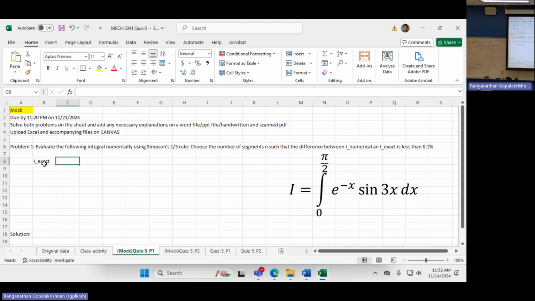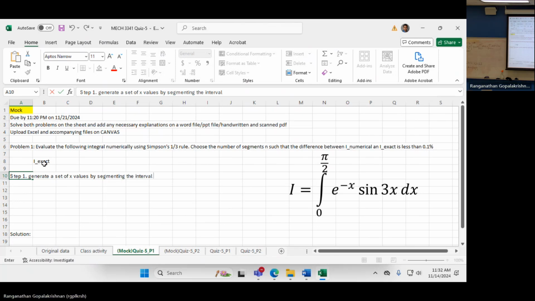So step 1, I'll write the steps here. You don't have to write this; I'll write and you can see the annotations later. Step 1: generate a set of x values by segmenting the interval a to b. That is what I mean by generate xi values, using the formula xi equal to x naught plus i times (b minus a) divided by n.